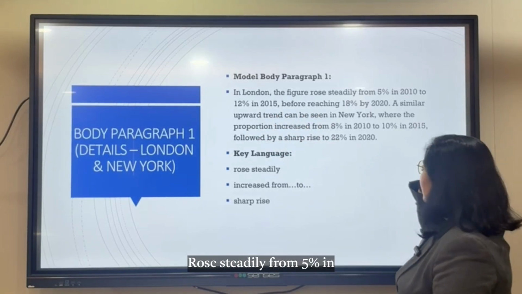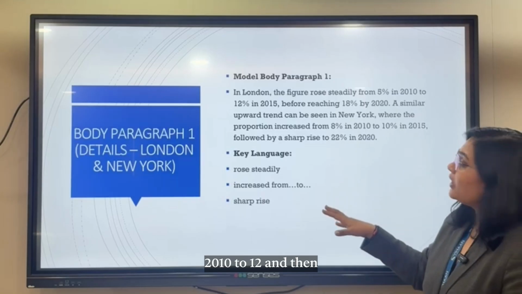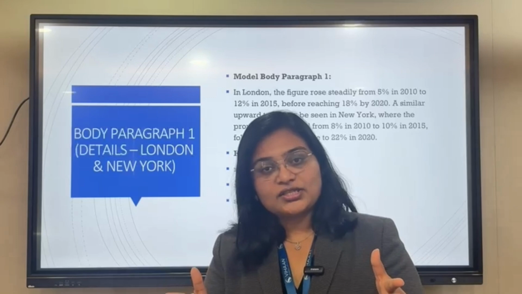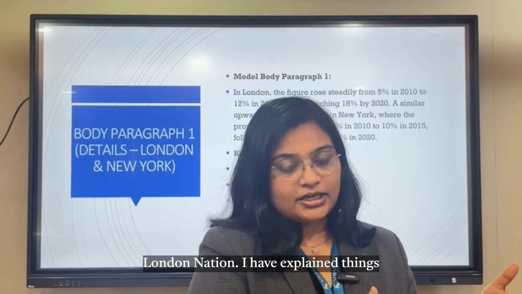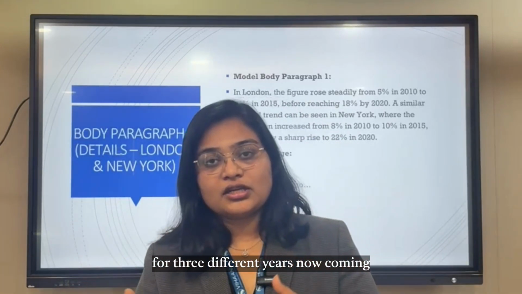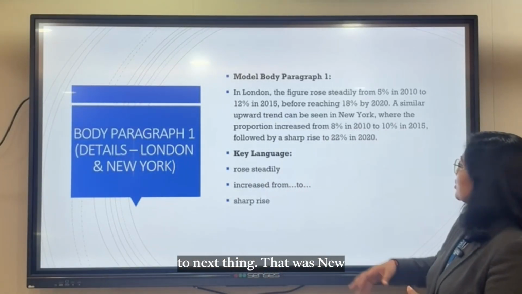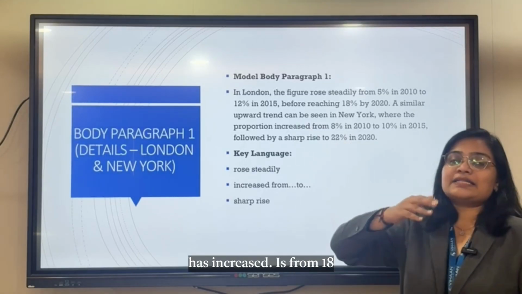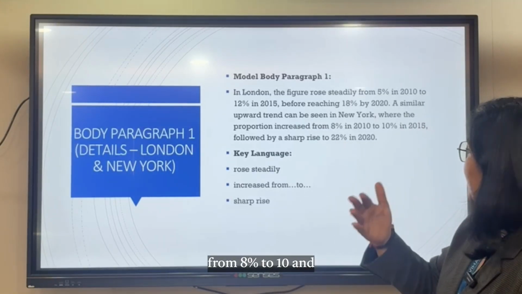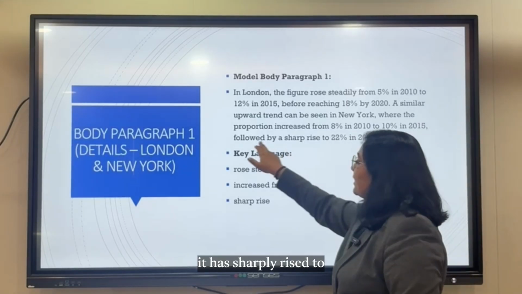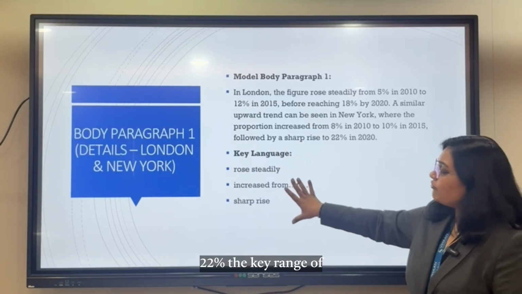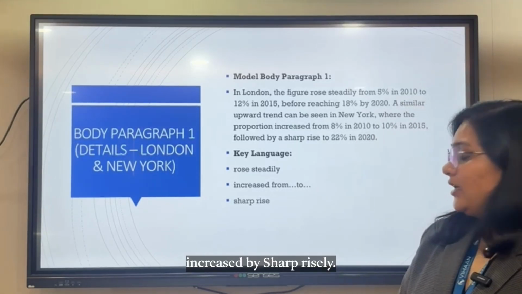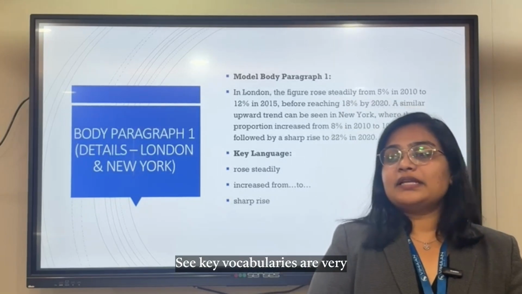So the figures rose steadily from 5% in 2010 to 12, and then reached 18 by 2015, without any changes in all 3 years. Only for London nation I have explained things for 3 different years. Now coming to the next thing, that was New York. So the upward trend in New York was visible, where the proportion has increased from 8% to 10, and it has sharply risen to 22%. The key range of vocabularies that I have written here are steadily, increased by, sharply rise. See, key vocabularies are very necessary.